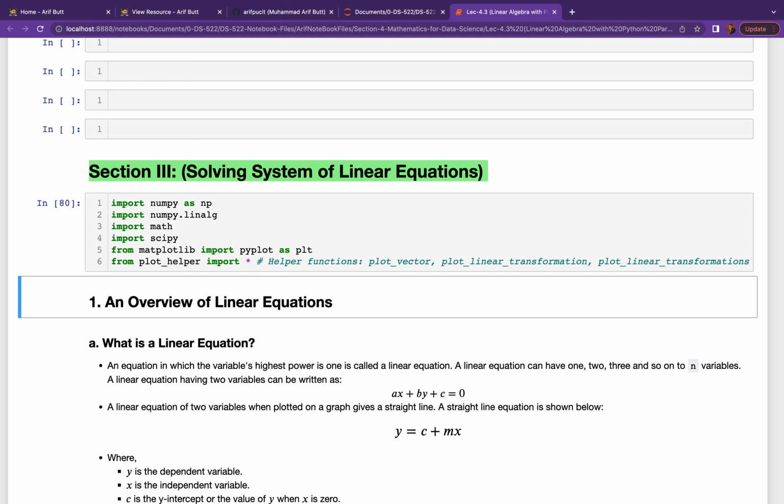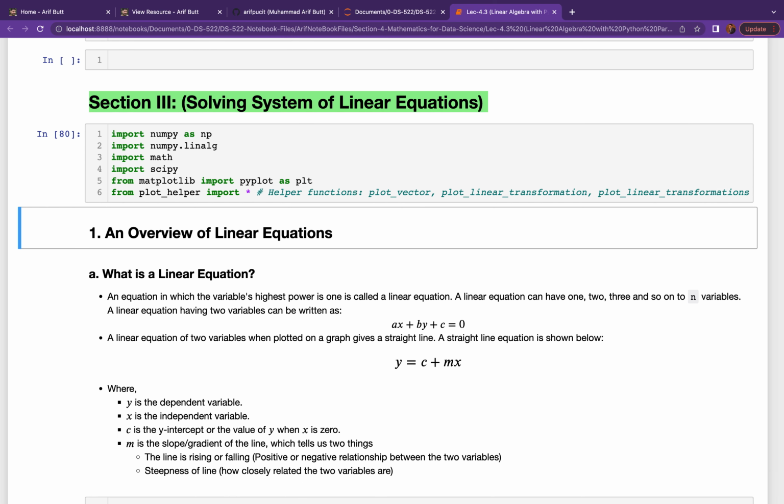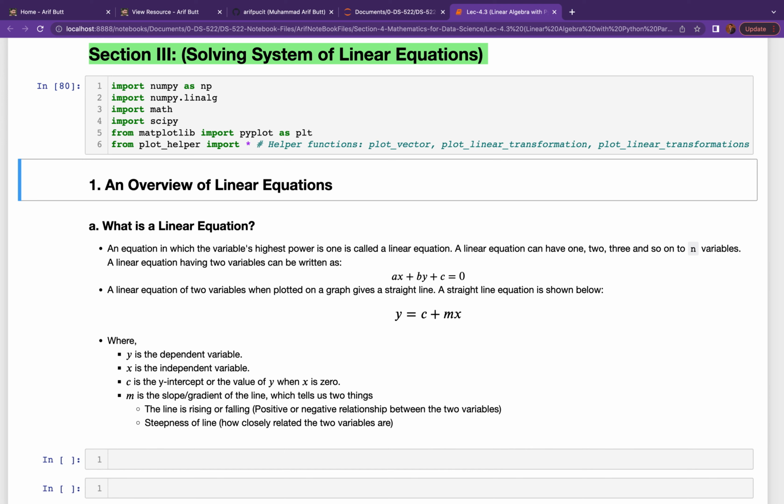Well, first of all, a quick overview of linear equation. My dear friends, we all know that an equation in which the highest power of a variable is 1 is called a linear equation. It can have many variables, and a linear equation with two variables is ax plus by plus c is equal to 0.